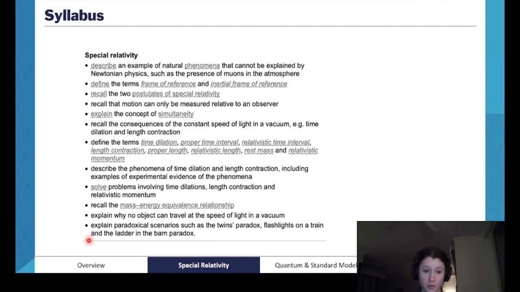There are a few solve dot points. You need to be able to solve problems involving time dilation, length contraction, and relativistic momentum. You also need to be able to describe time dilation and length contraction. And then you need to be able to recall the mass-energy equivalence relationship, explain the universal speed limit, and also explain the three paradoxes. So this is the content that we're going to be going over today.